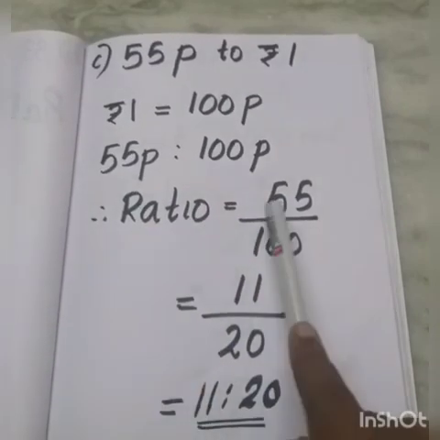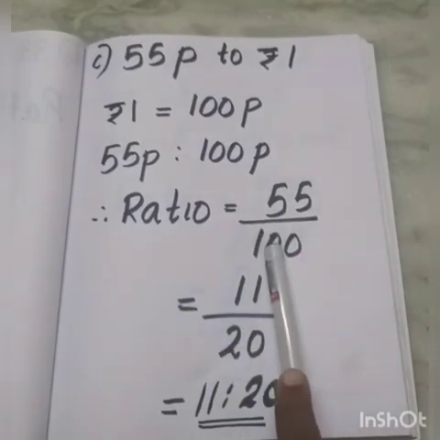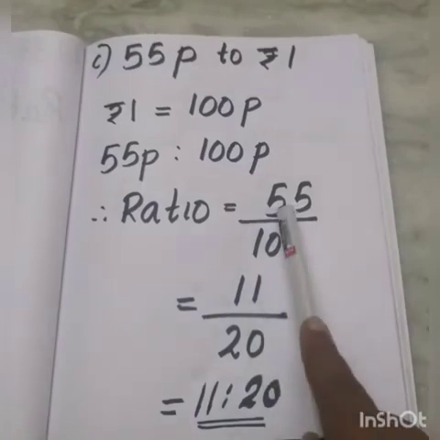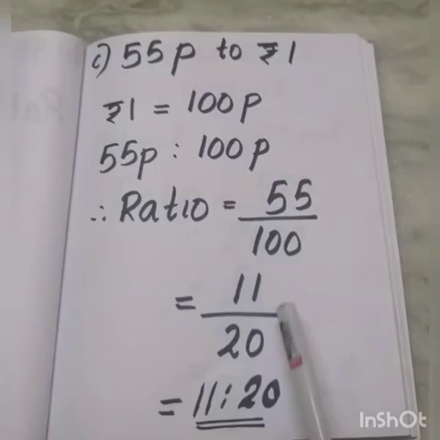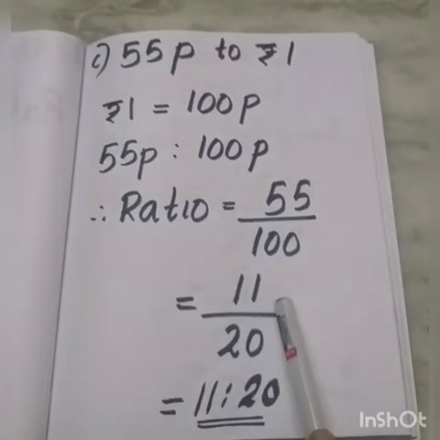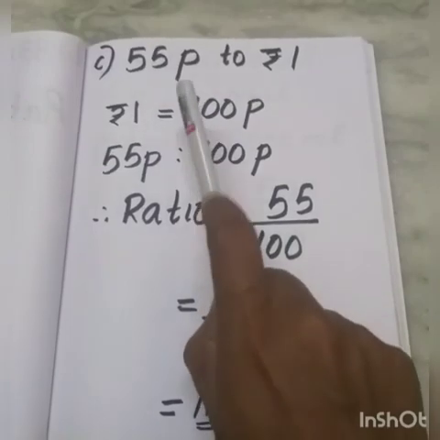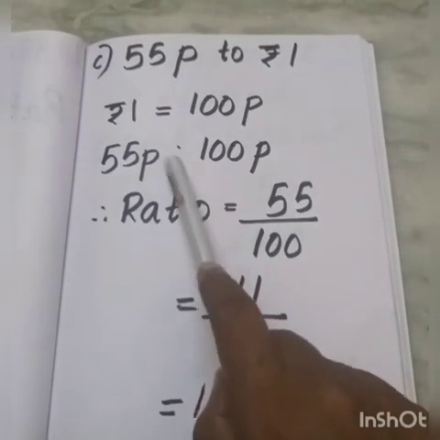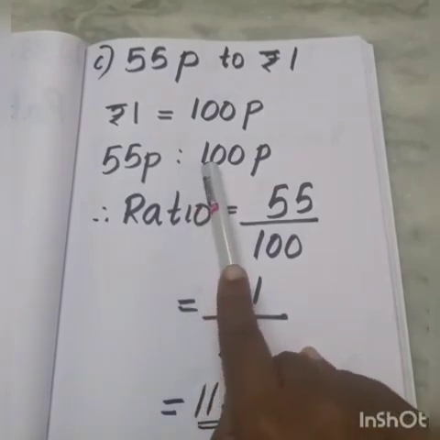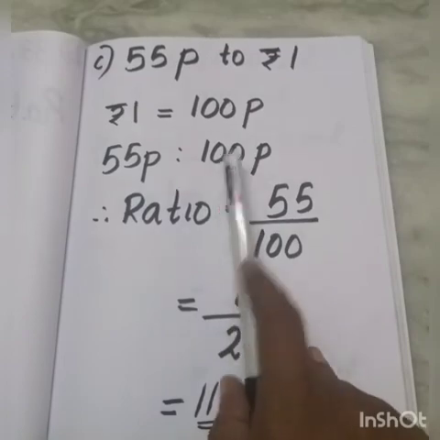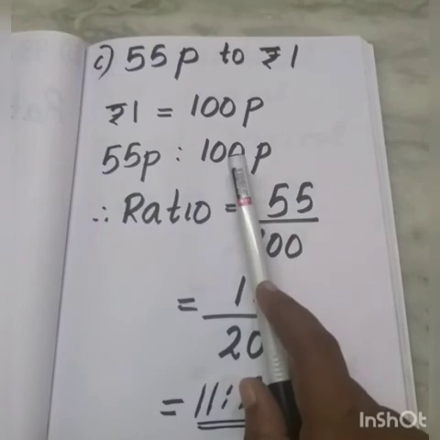So what is the ratio? 55 by 100. Now what is the common factor in 55 and 100? 5 is the only common factor. So dividing 55 by 5, you will get 11. 100 divided by 5, you are getting 20. So the ratio is 11 is to 20. So when they are given in different units, the first step is you have to convert it into the same unit. You can find out the ratio of two quantities or compare two quantities when they are expressed in the same units only. So convert it into the same units.